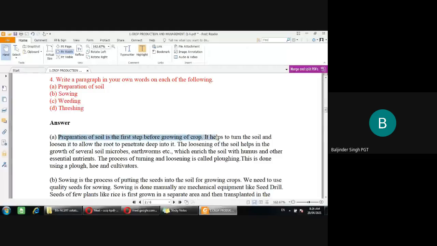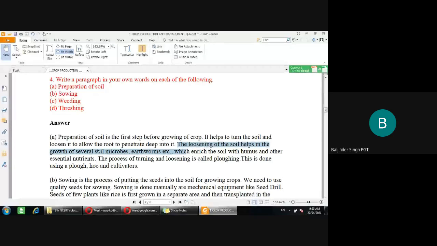before growing the crop. It helps to turn the soil and loosen it to allow the roots to penetrate deep into it. क्योंकि जब हम soil को प्लॉइंग कर रहे हैं, उसे खोद रहे हैं, चाहे ट्रैक्टर से चाहे हल से, तो हम उसको लूज कर रहे हैं ताकि उसमें ऑक्सीजन जाए. कल को जब हम प्लांट लगाएंगे तो उसकी जड़ें आसानी से उसमें एंटर हो जाए. That is why. Okay, फिर there are certain organisms like earthworm, microbes, they also help the soil to enrich it with humus and essential nutrients.